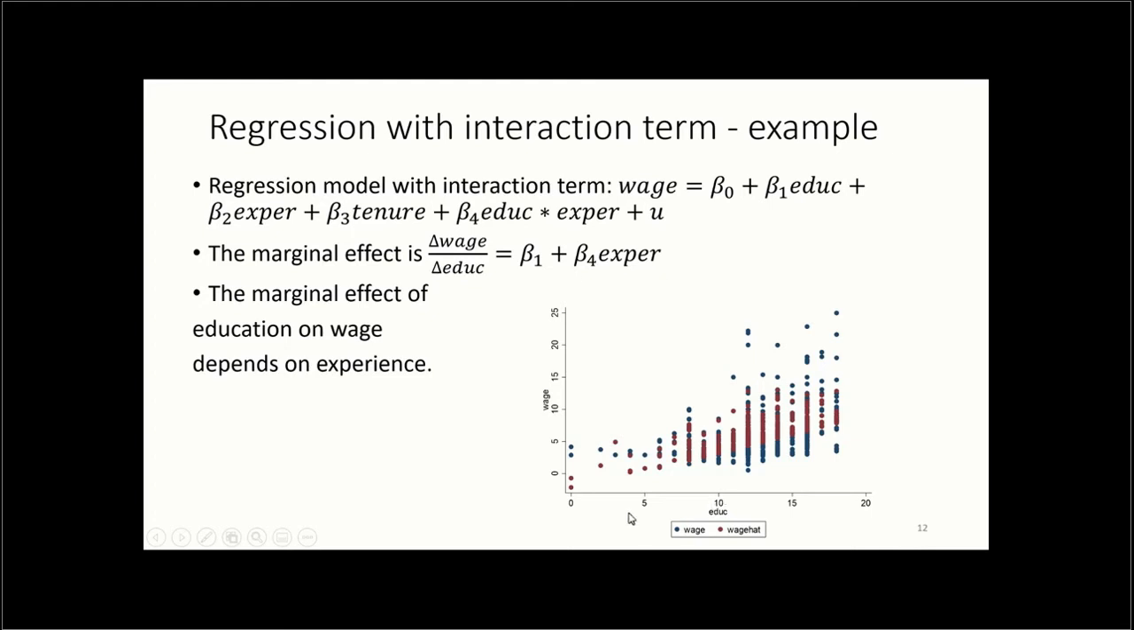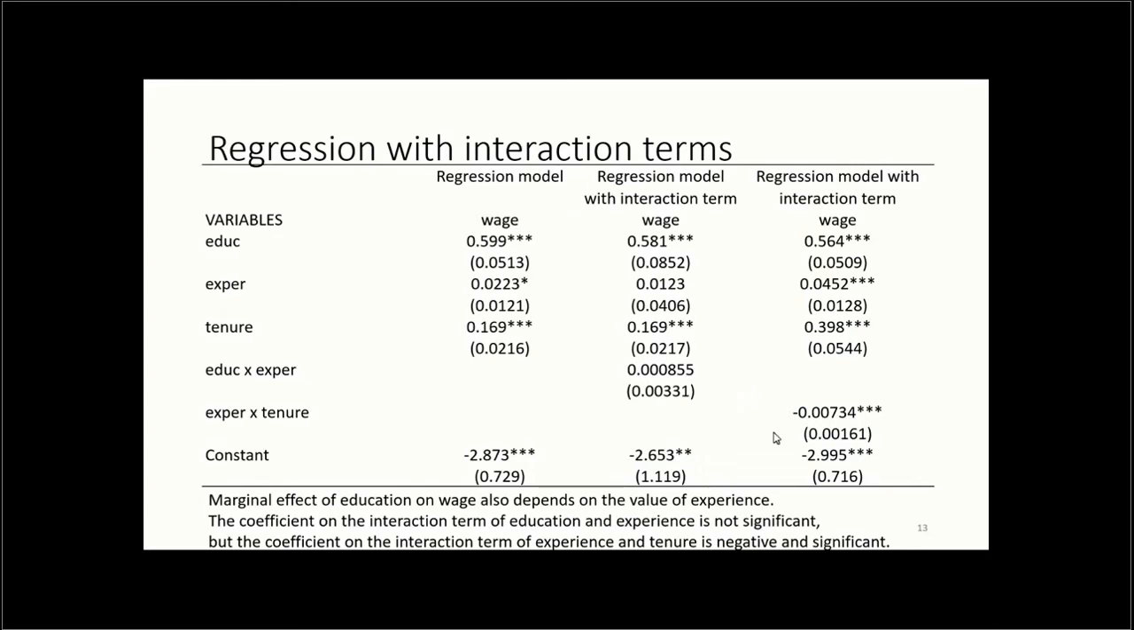So if we want to just plot wage against education, there's no longer a line, because for each education level we have several different levels of experience. That's why we can no longer just give a line, but there are several points depending on what the experience is. So let's look at it in more detail.